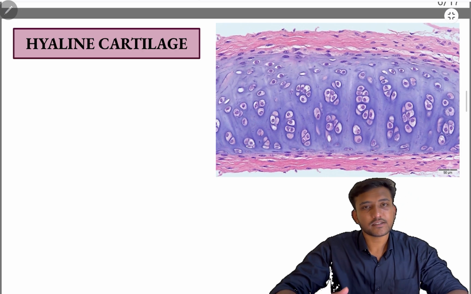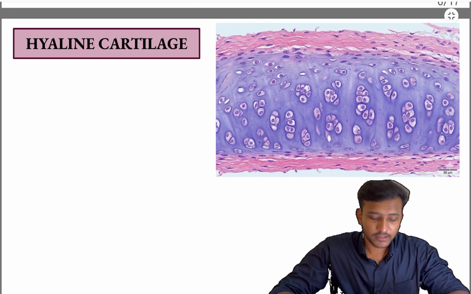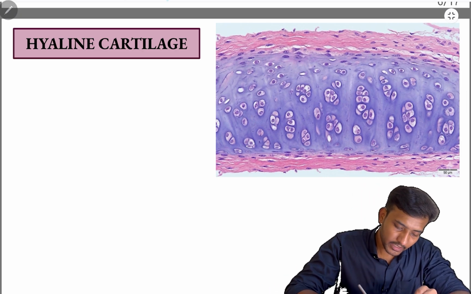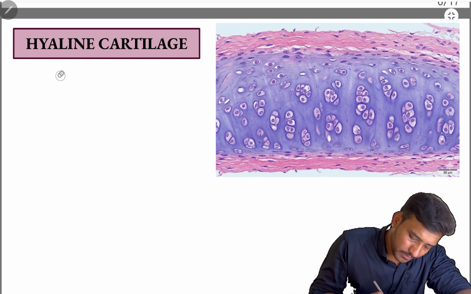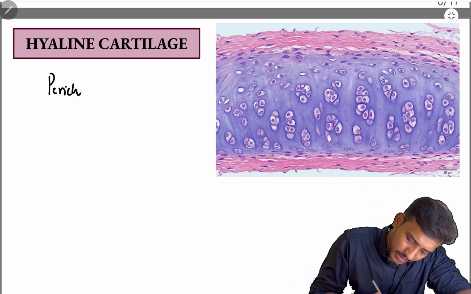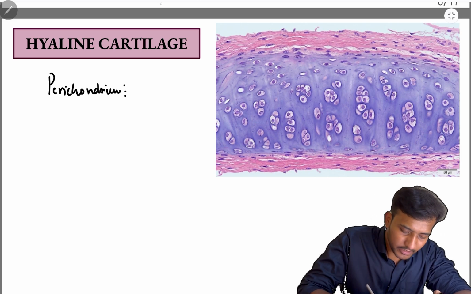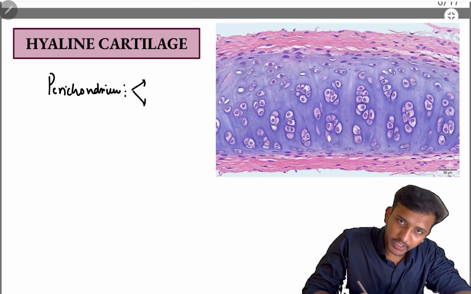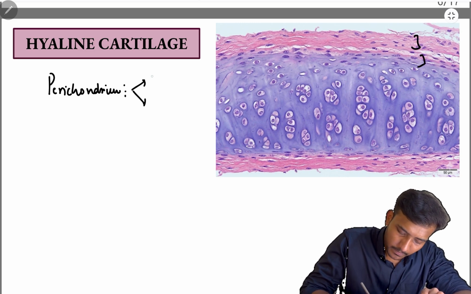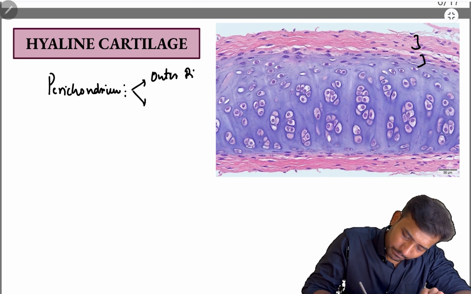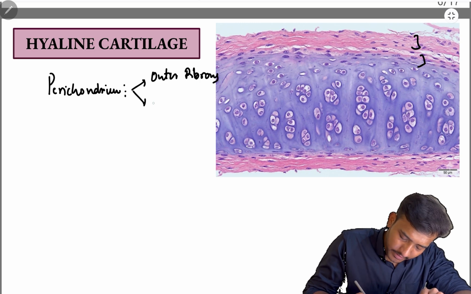Now, after discussing the general framework of these cartilages, we are ready to talk about the hyaline cartilage specifically. Please remember, guys, hyaline cartilage will have its perichondrium, right? Everything we studied, we'll just compile over here. Hyaline cartilage will have perichondrium, with two layers: the same fibrous perichondrium and cellular perichondrium. Outer fibrous and inner cellular.